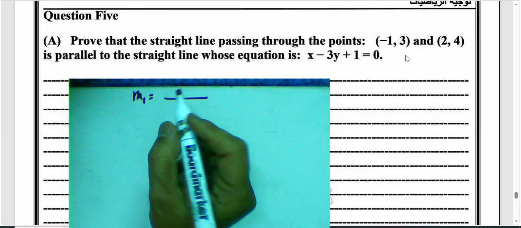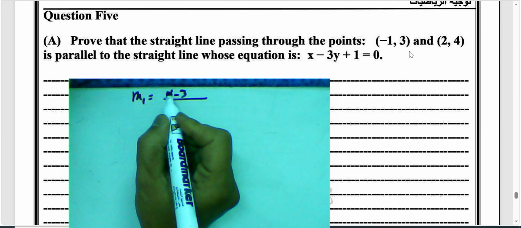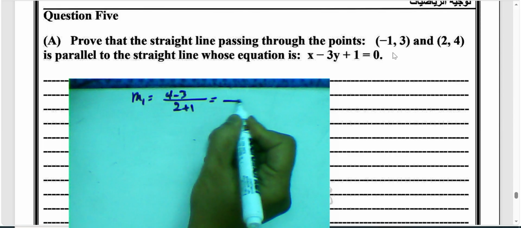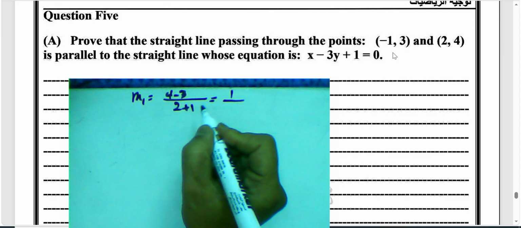Write 4 minus 3 over 2 minus negative 1, which is 2 plus 1. So 4 minus 3 equals 1, over 2 plus 1, which is 3.